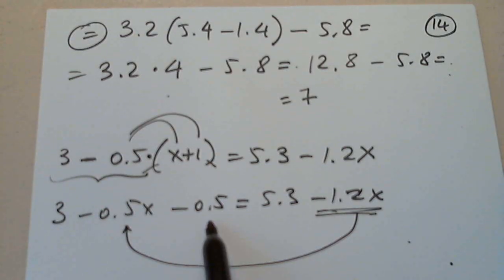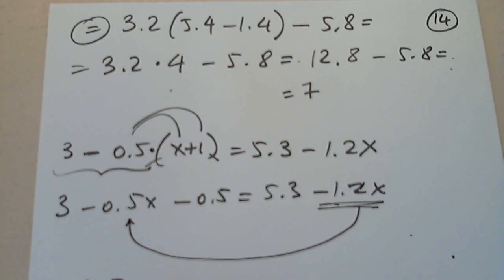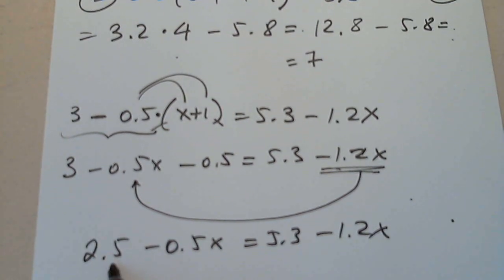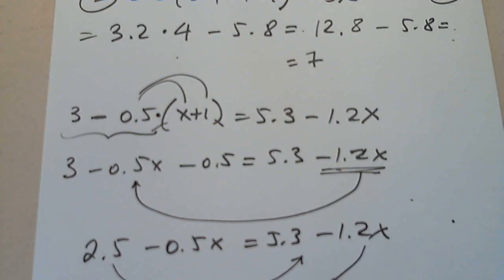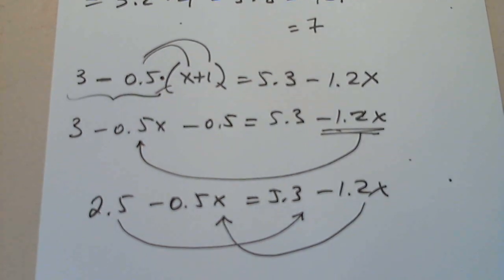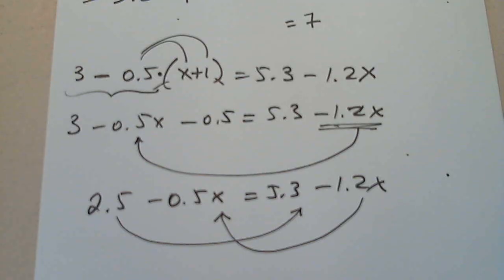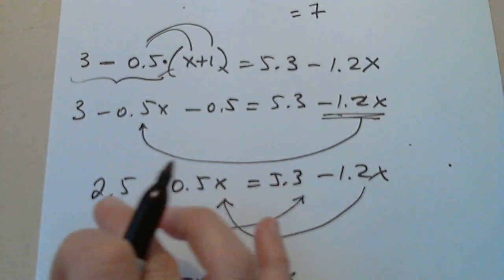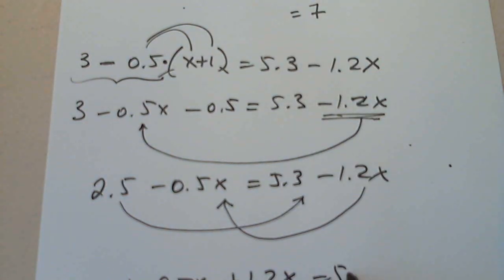Now I have to bring this here. And 3 minus 0.5, which is 2.5, has to go to the other side. This will go to the other side, and this will go here. So negative 0.5x but plus 1.2x will equal 5.3 minus 2.5.